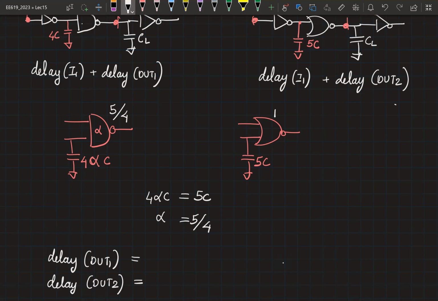What is the delay of DUT1? Ignore the parasitic delay. Tell me only the stage delay. Stage effort.